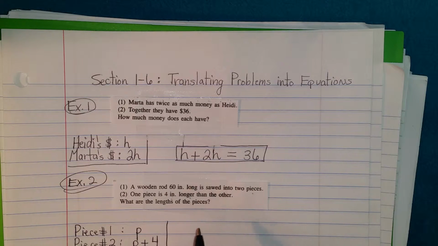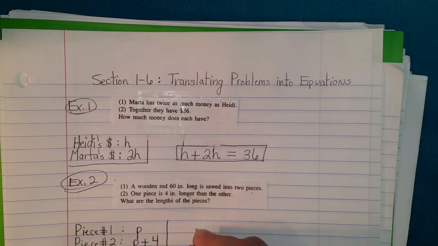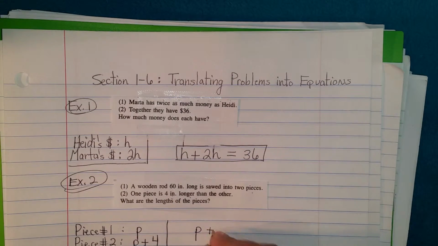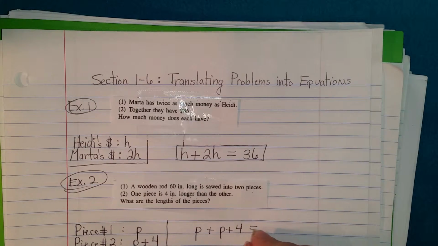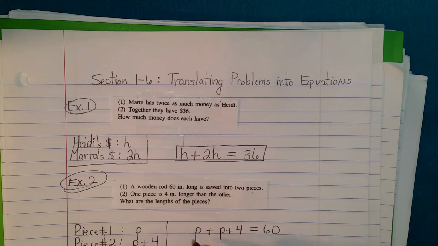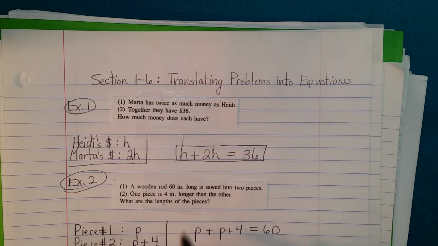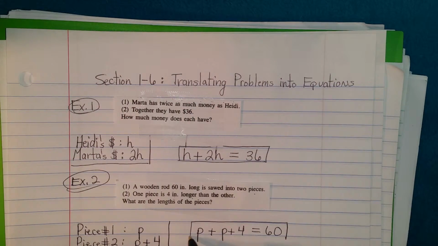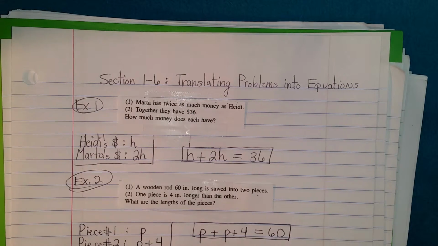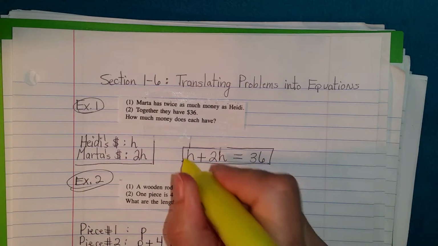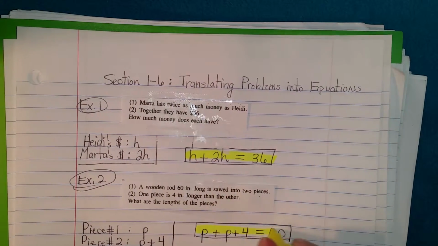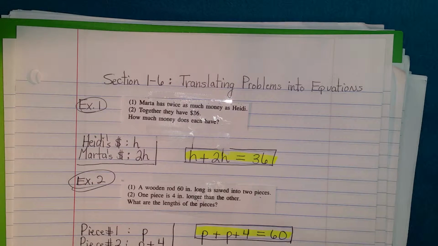That's when I use the first sentence. A wooden rod 60 inches long. Well, the 2 of these pieces have to add to 60. So piece 1 plus piece 2 equals 60. Don't put inches or units in your equation. And so let me just highlight, there's sentence 1, there's equation 1, equation 2.